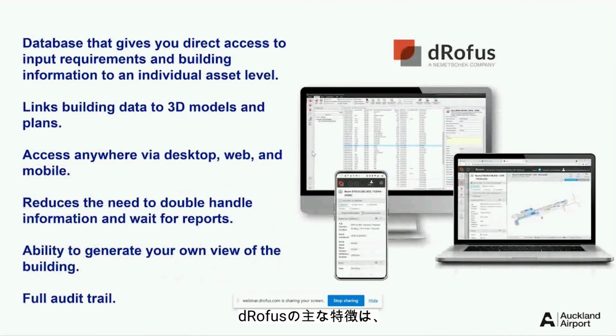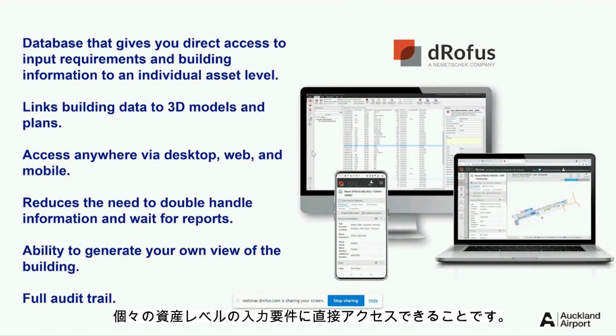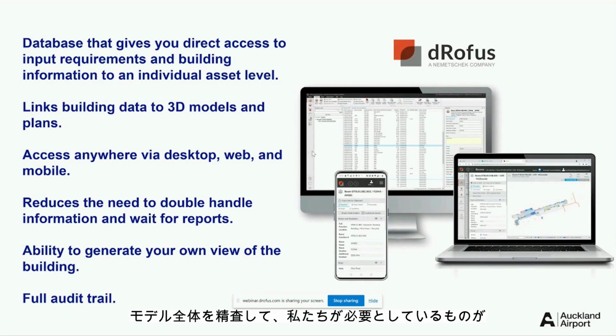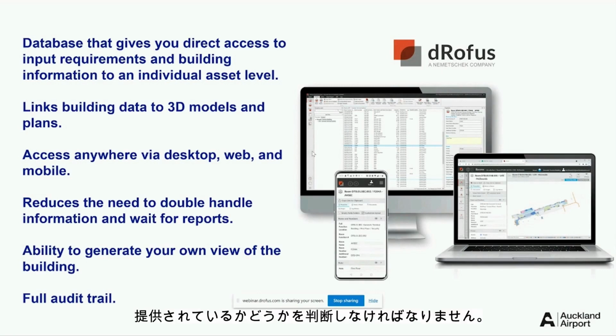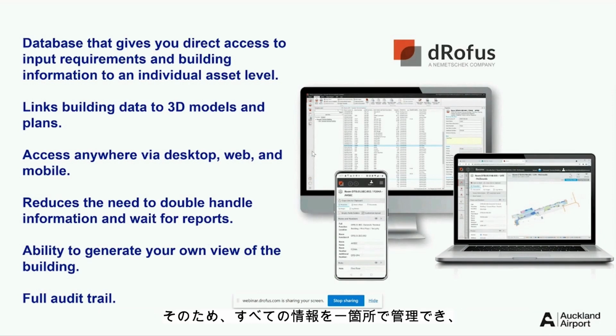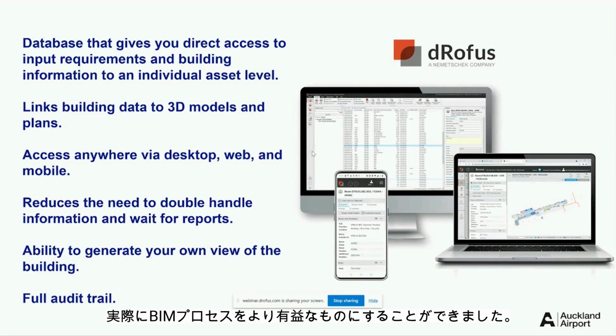And so the key features are that dRofus gives us direct access to input requirements at an individual asset level. So it's not giving a whole list of requirements in a sheet to architects to then feed into a model that they give back to us, and we've got to trawl through the whole model to figure out if they've delivered what we need. And in many cases, a lot of what we need doesn't need to be modeled. So it's being able to manage all that information in one place and actually make the BIM process more beneficial.